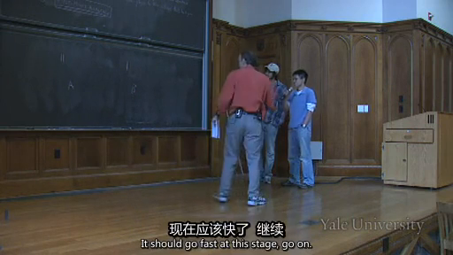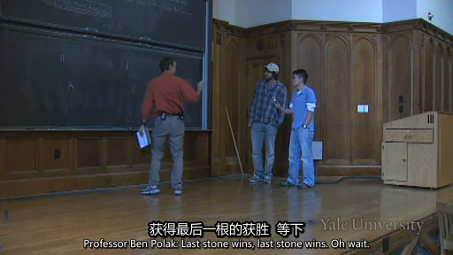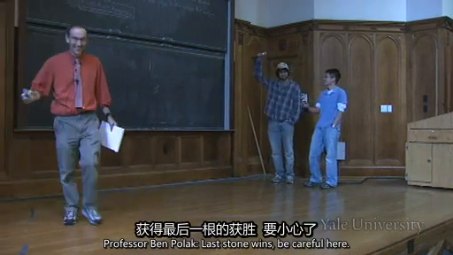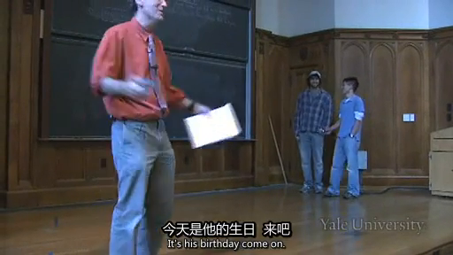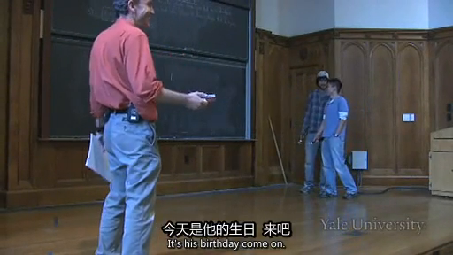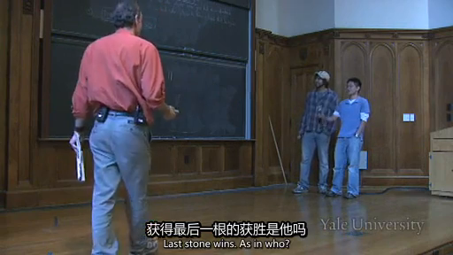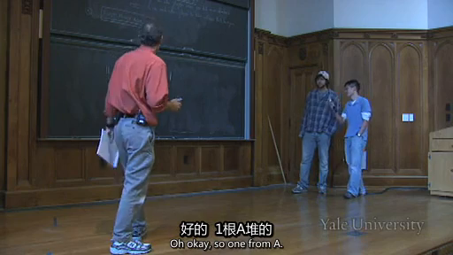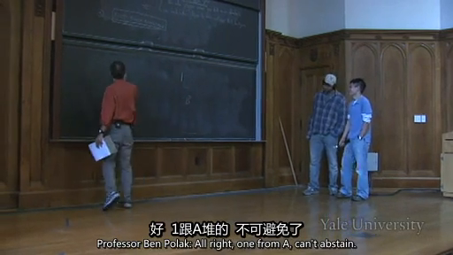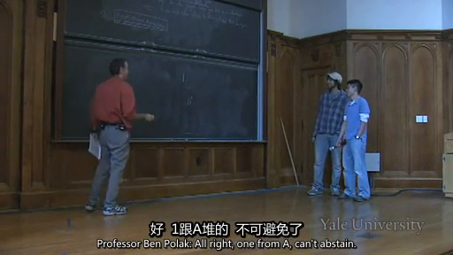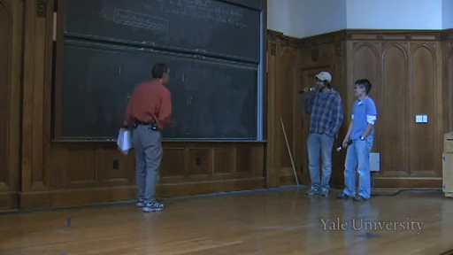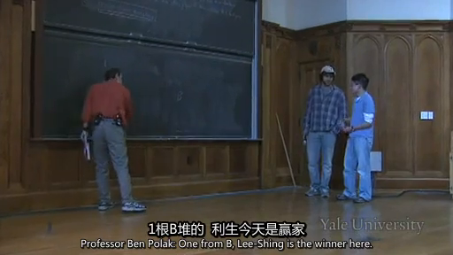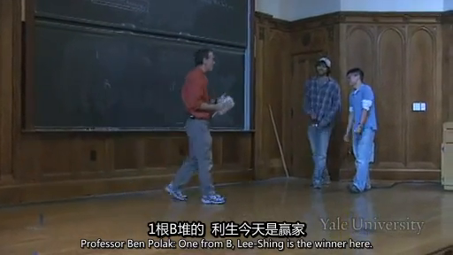Should go fast at this stage, go on. 2 from pile A. Wait, last stone wins, last stone wins. I'm going to be careful here. It's his birthday, come on. Last stone wins. Person who gets the last stone wins. So 1 from A. All right, 1 from A. Can't abstain, so 1 from B. And Li Xing is the winner here. All right, very good, very good.